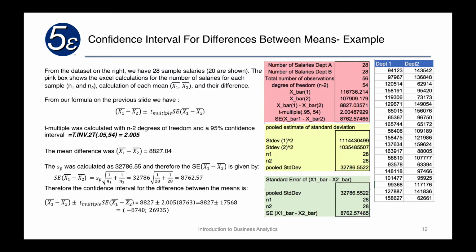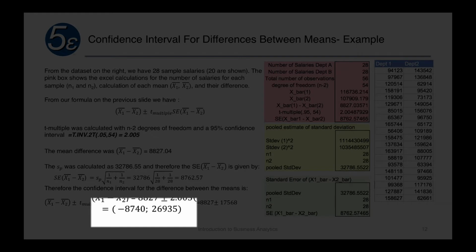Therefore, our confidence interval between the means is the 8827 plus or minus 2.005, which was calculated as the t-multiple, times 8763, which we rounded, which equals 8827 plus or minus 17.568. So our confidence interval for the difference between the means is negative 8740 and 26935.